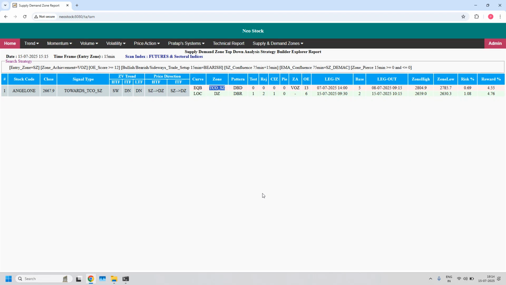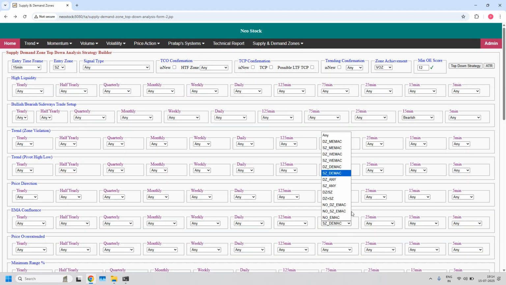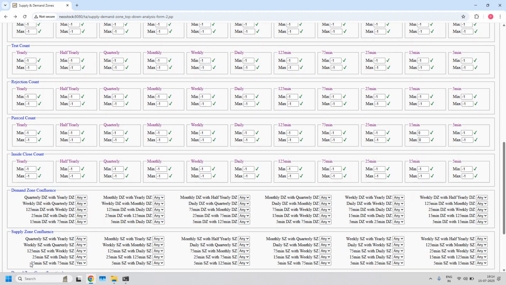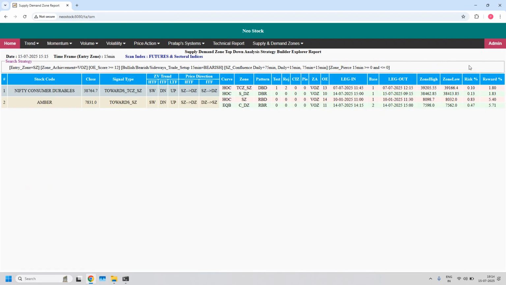Next we will look into LTF, ITF and HTF supply zone confluence supported stocks. Removing EMA filter. In the supply zone confluence, 3 filters we have to set. First one is already enabled. Next 15 minutes and daily, 75 minutes and daily supply zone confluence. We got 2 stocks.